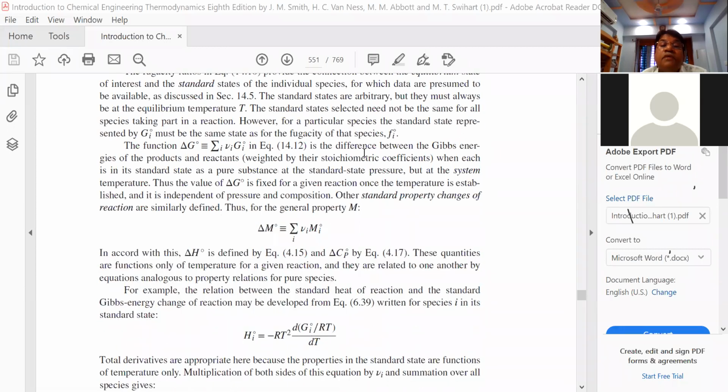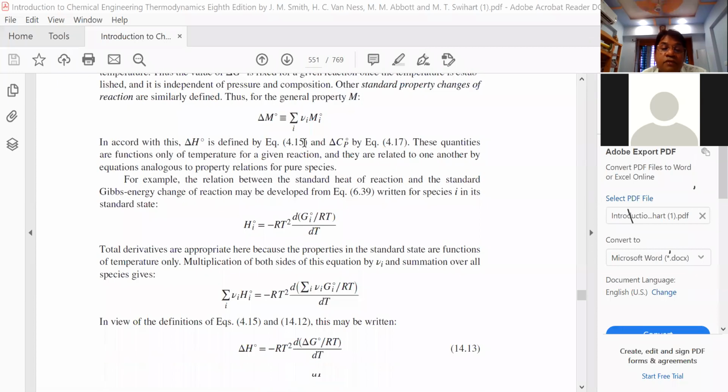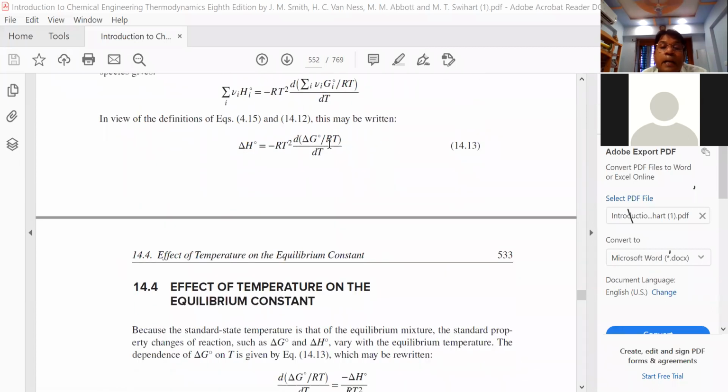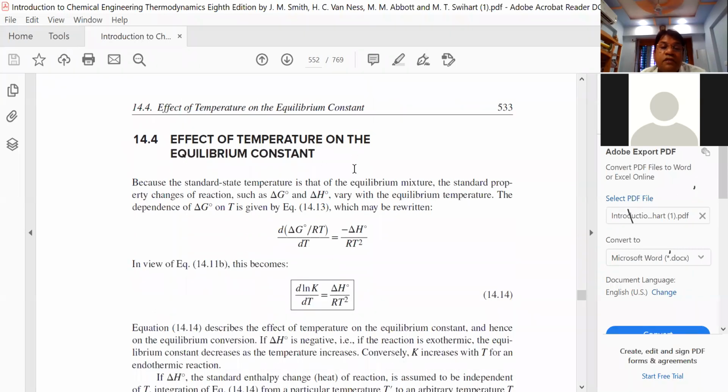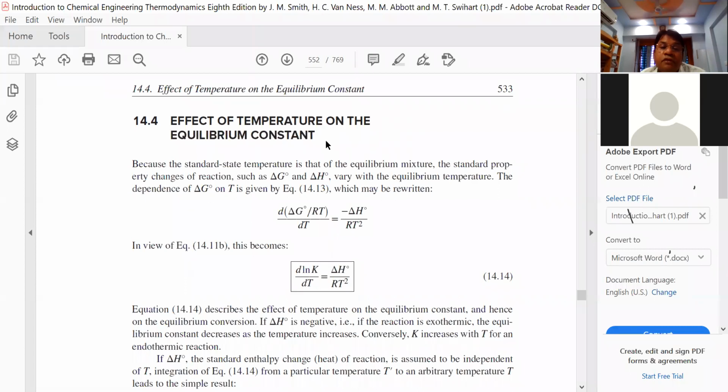There is more explanation, but we can finally come to this equation, the relation between delta H and delta G. From that, we can derive the relation between temperature and delta G or equilibrium constant K. So come to this next topic, effect of temperature on the equilibrium constant.